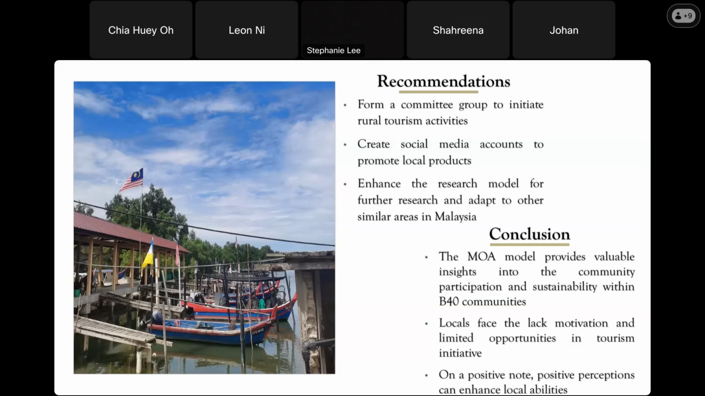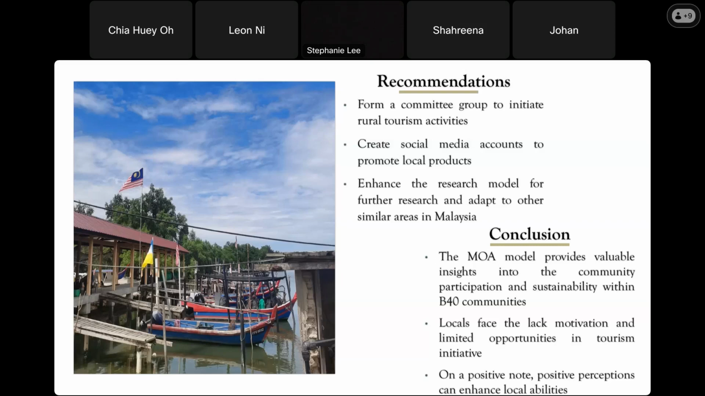Furthermore, to ensure sustained progress and applicability, this study suggests enhancing the research model, the original model framework. By refining and adapting this model, it becomes a more valuable framework for future research endeavors in other similar areas across Malaysia, fostering a deeper understanding of rural tourism dynamics.